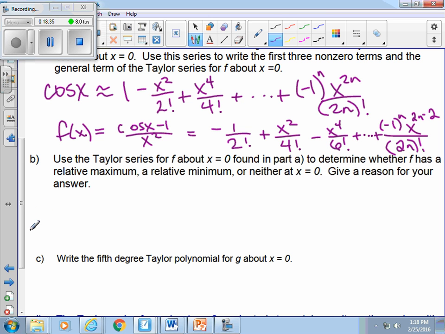Okay, B. Use the Taylor series for f about 0 found in part A to determine whether f has a relative maximum, minimum, or neither at 0. Give a reason for your answer. Okay. How am I going to do that?